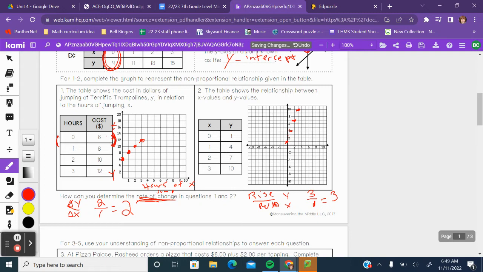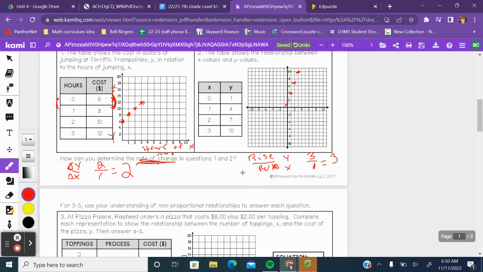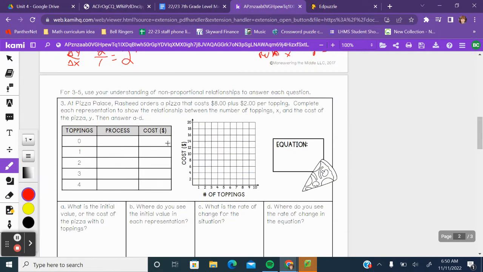And we're going to talk more and more about that. Right now, we're just looking at what makes it non-proportional and what that means. We're not going to get too heavy into the rate of change yet, but we will. It's coming.